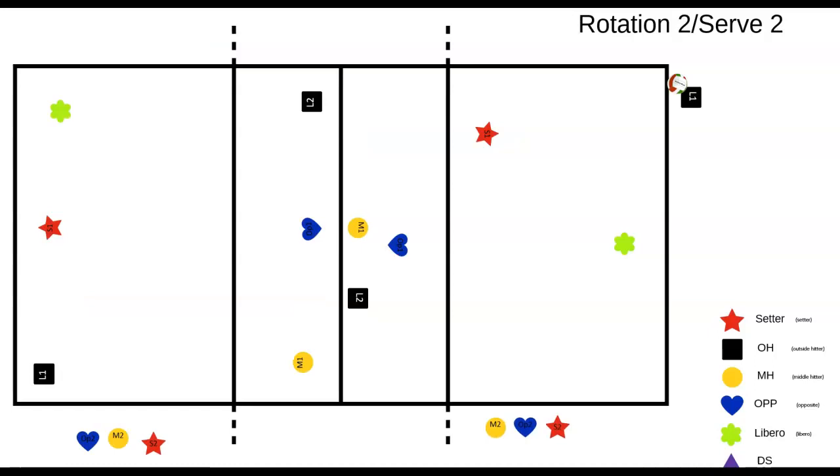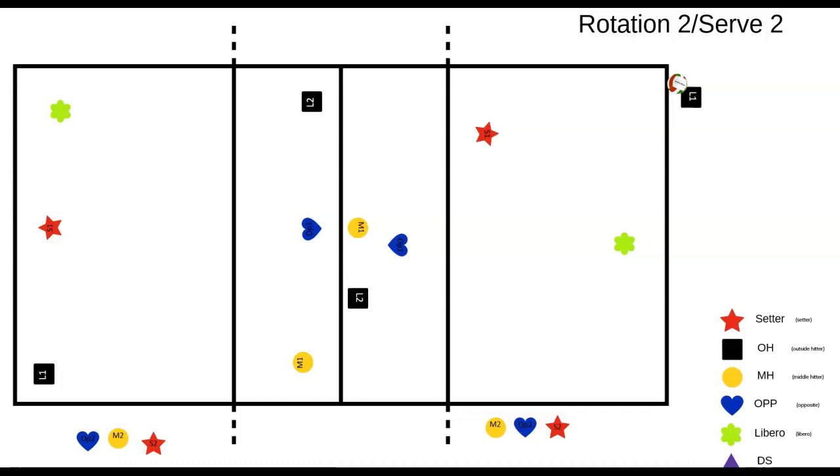All right, rotation 2, serve receive 2. Now you will notice that our L1s are in the back row. Our L2s have now gone up to the front row. So our L1s are serving, L2s are front row. So this is the one to pay attention to. If you were the L1, you're now a back row player. If you were the L2, you're now a front row player. You are going to play 3 rotations in the front row and 3 rotations in the back row. So this is where you just have to know where you're at.